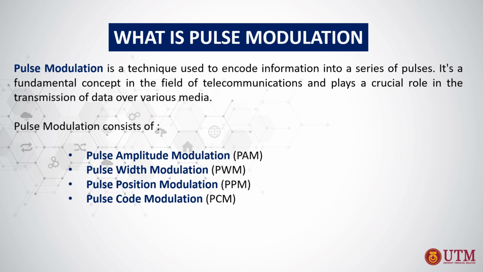Pulse modulation includes various forms, such as pulse amplitude modulation, pulse width modulation, and pulse position modulation, as well as pulse code modulation, each tailored for specific applications and performance requirements. The technique's ability to reduce noise and interference while maximizing bandwidth efficiency underscores its importance in modern communication systems.